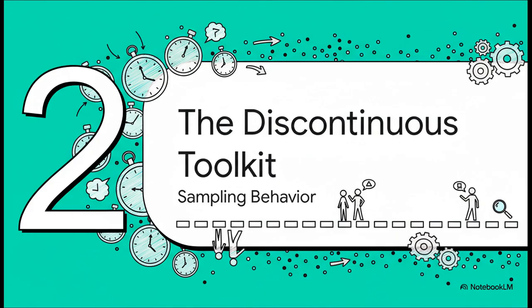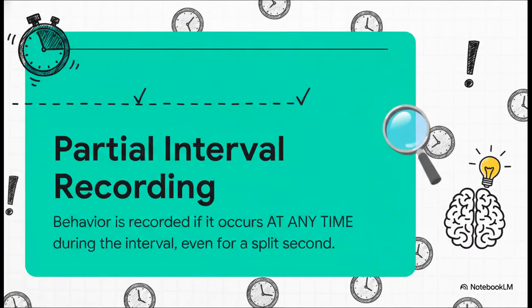So, what's the solution? Well, it's a set of tools we call time sampling, or more formally, discontinuous measurement. Basically, instead of trying to record everything all the time, we're just going to record samples of behavior within specific chunks of time. First up, we've got partial interval recording, or PIR for short.